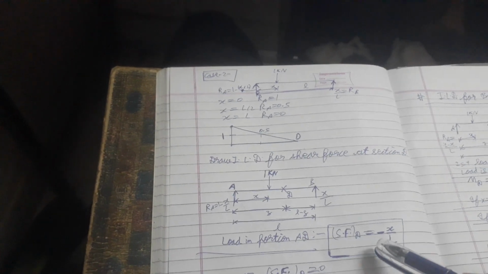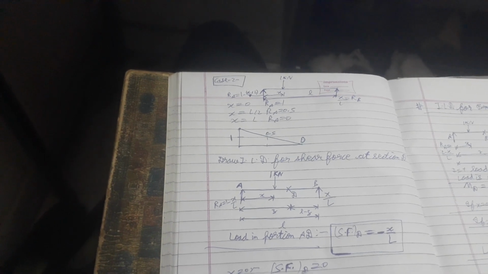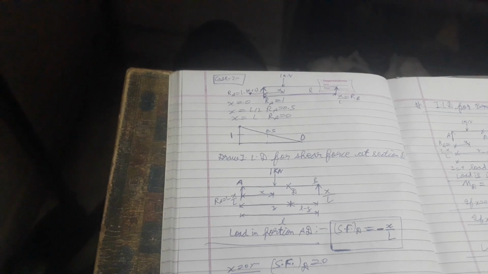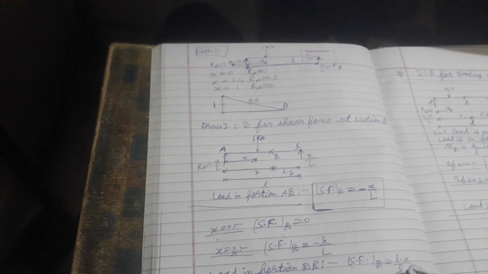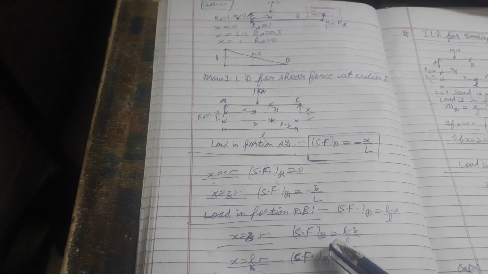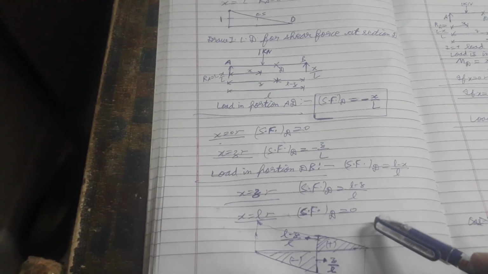Shear force D is equal to minus x by L. X is 0, shear force D is equal to 0. X is equal to Z, shear force D is equal to minus Z by L. Loaded in portion DB, shear force D is equal to L minus x by L. X is equal to Z, shear force D is equal to L minus Z by L. X is equal to L, shear force D is equal to 0.